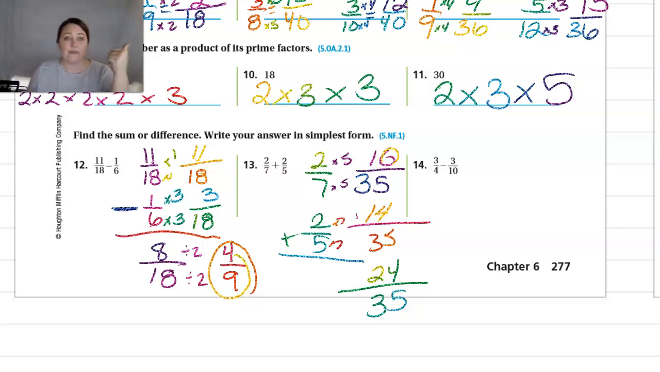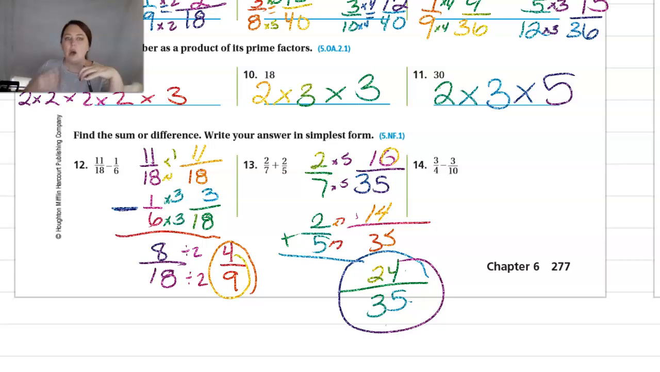Now I ask myself, are both numbers even? No. Can I divide by 3? 4, 5, 6, yes. 5, 6, 7, 8, no. Can I divide by 5? No. 7? No. 11? No. So this is simplified.